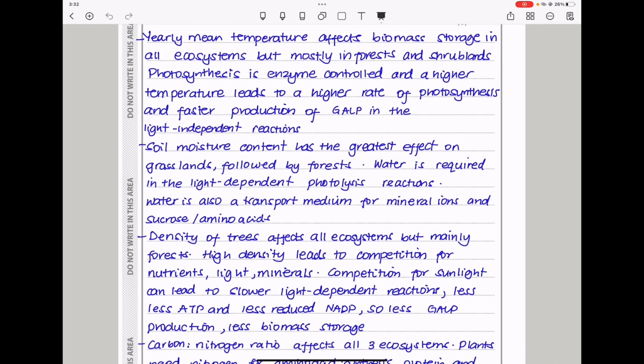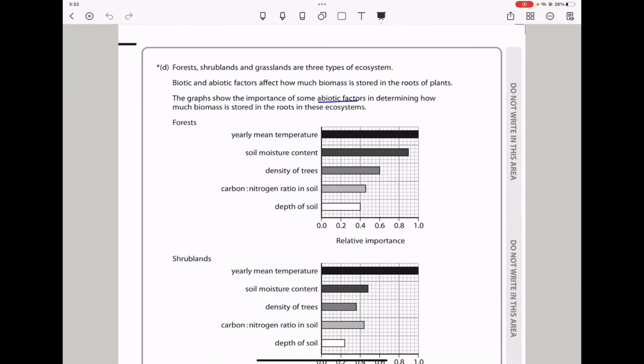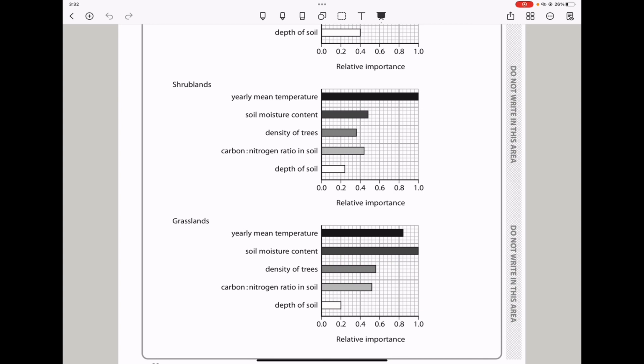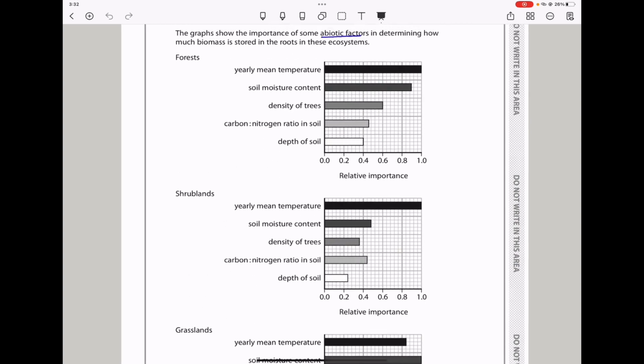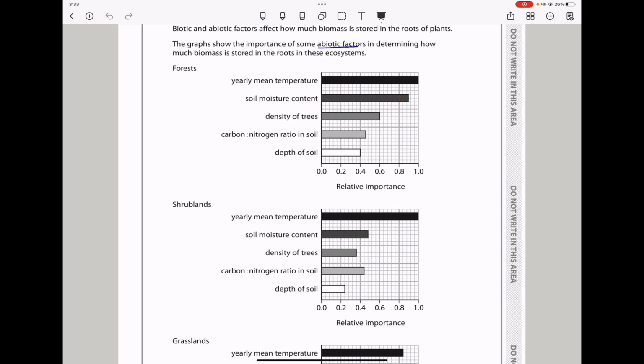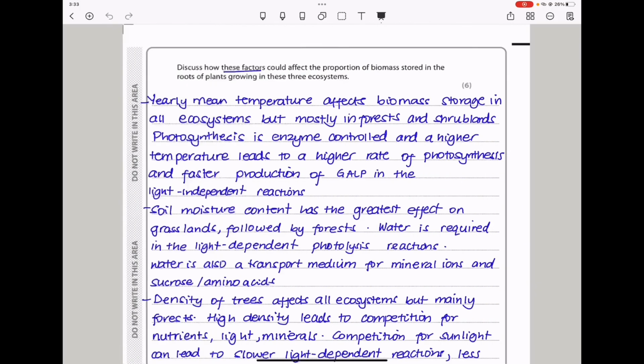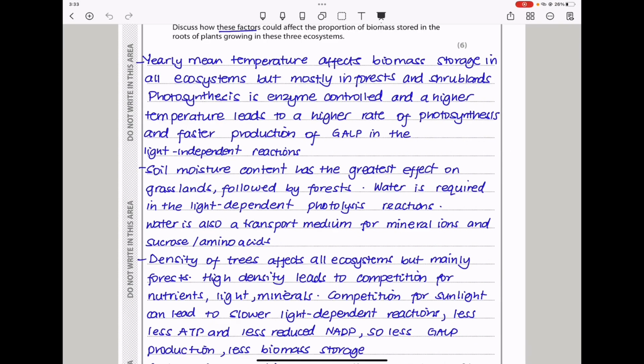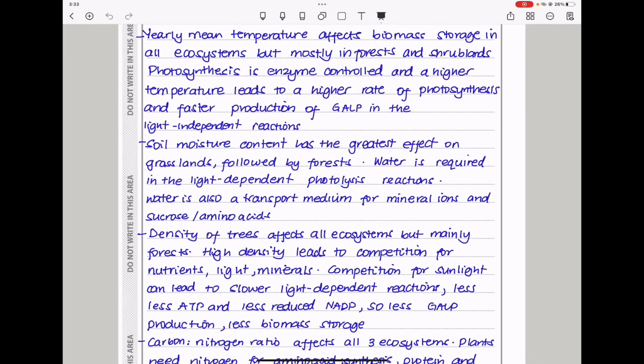When we go to soil moisture content, this has the greatest effect on grasslands, followed by forests. Again, to take you back here, we can see it's going to be the highest in grasslands, and then we can see forests followed by that, and then this is going to be the least. This is because water is required in the light-dependent photolysis reactions. Water is also a transport medium for mineral ions and sucrose, or you could say amino acids.